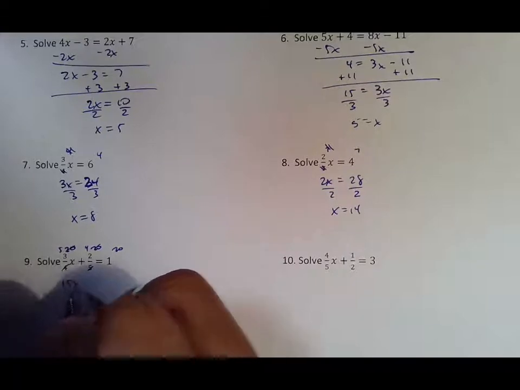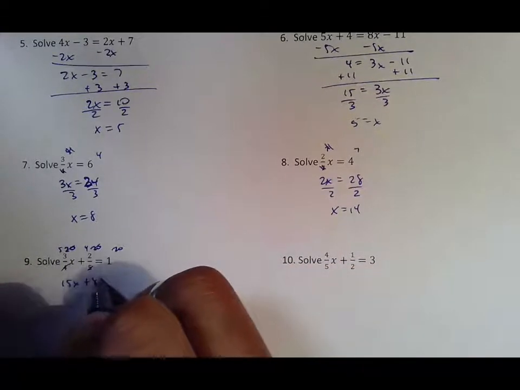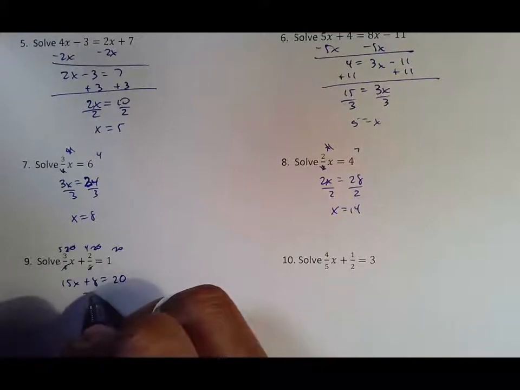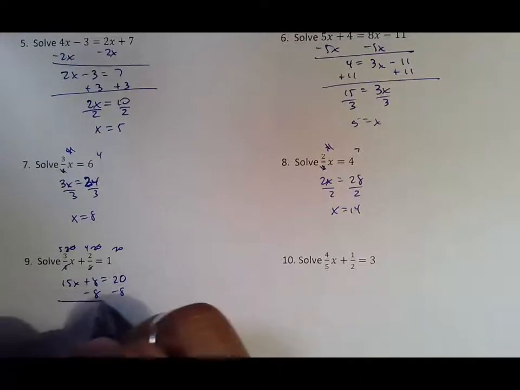5 times 3 turns into 15x. 4 times 2 turns into 8. 1 times 20 turns into 20. And from there, you work this out as usual.